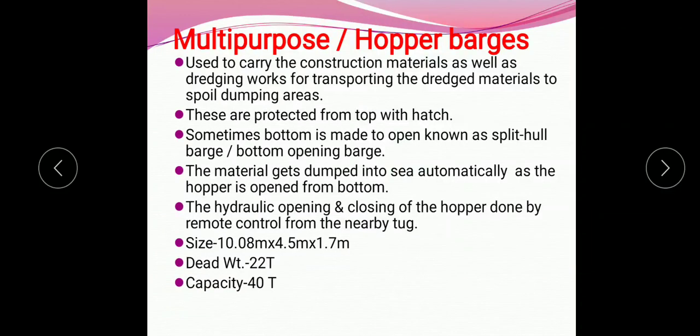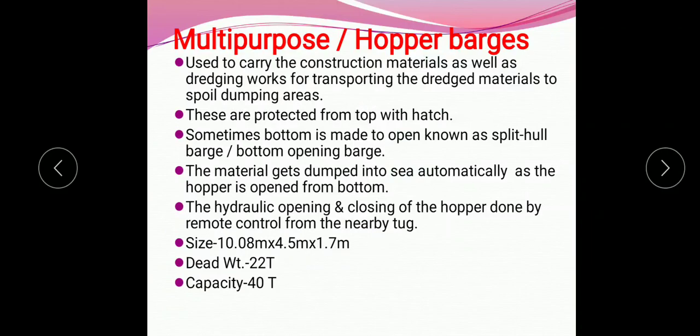Next type is the multipurpose or hopper barges. As the name indicates, it can be used for various purposes. It can be used to carry the construction materials as well as dredging works for transporting the dredged materials to spoil dumping areas. So once the process of dredging is over, we have to dump that dredged material to the dumping site. So for such purposes, we can use such type of barges.